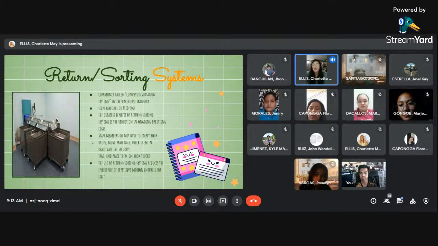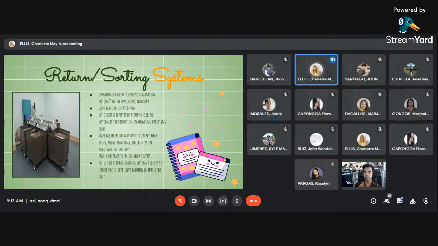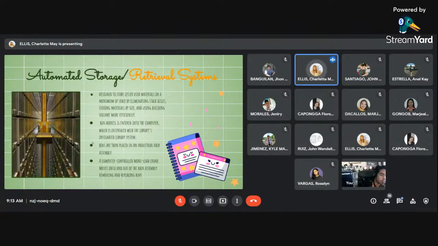The greatest benefit of return or sorting systems is the reduction in ongoing operating costs as the result of a significant reduction in the handling of returned items by library staff. Staff members do not have to empty book racks, move materials, check them in, reactivate the security tags, and place them on book racks. Another thing, the use of return or sorting systems reduces the incidence of repetitive motion injuries for staff. The next one is the automated storage or retrieval system.